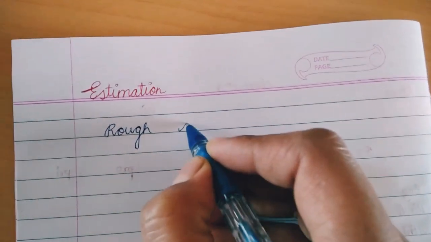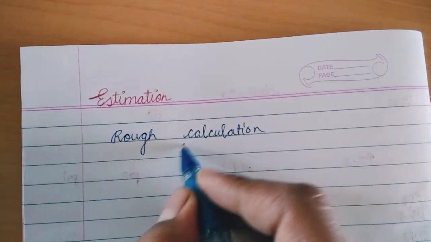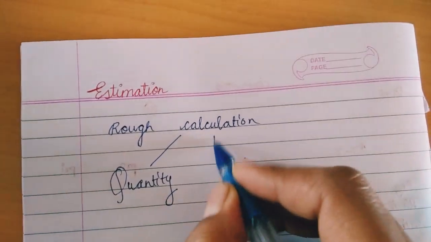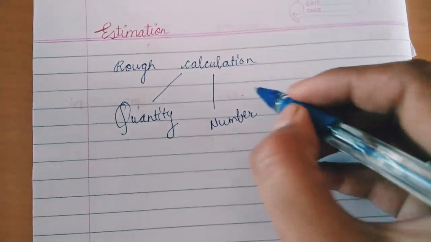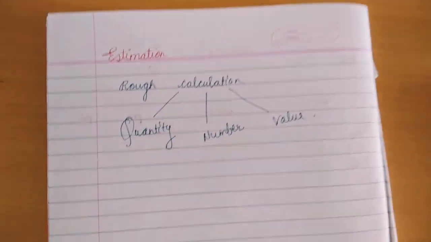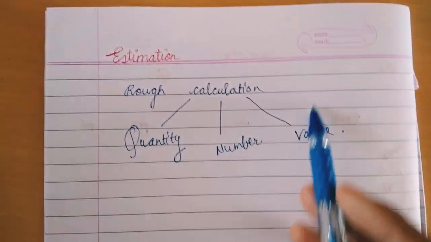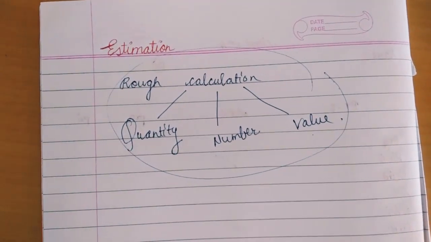A rough calculation for any quantity, for any number or for any value. Okay, so when we have the rough calculation of any quantity, number and value, all that is considered as estimation.